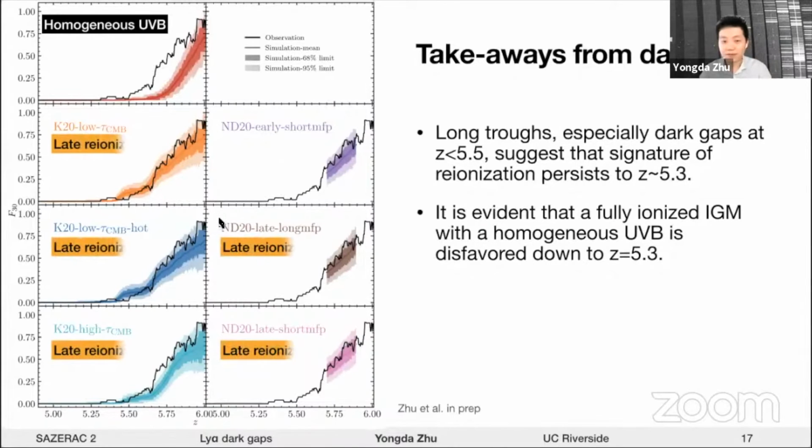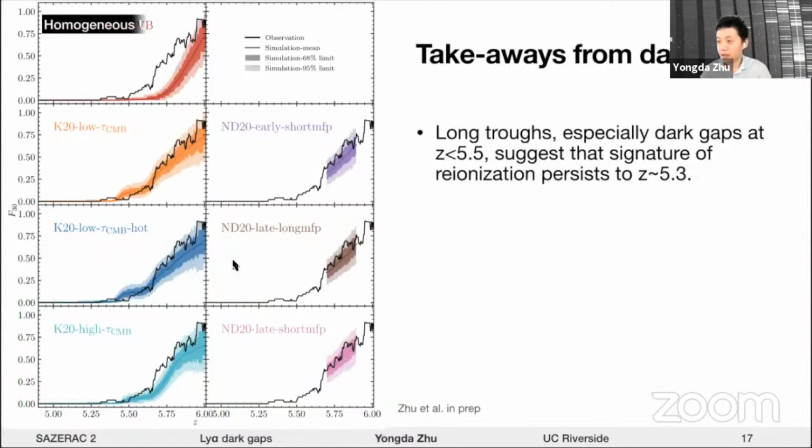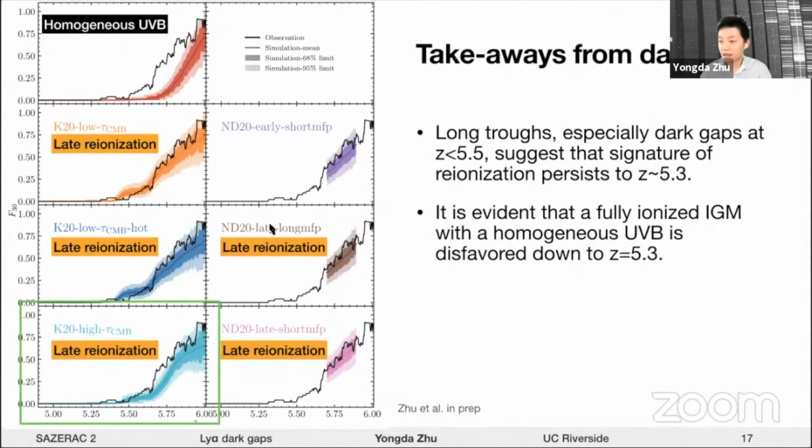And then let's look at later reionization models, wherein reionization ends around redshift 5.2 or 5.3. They are all consistent with the observation, except for this one in the green box. It's a gradual reionization model with a high midpoint. It's less favored by the observation, and this result is also consistent with the CMB measurements.